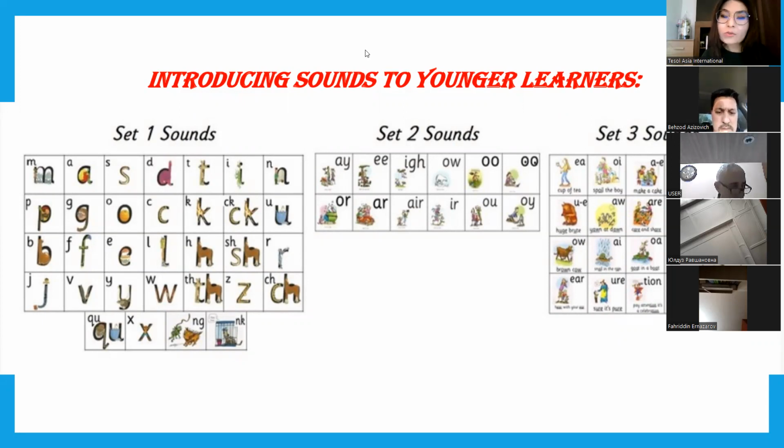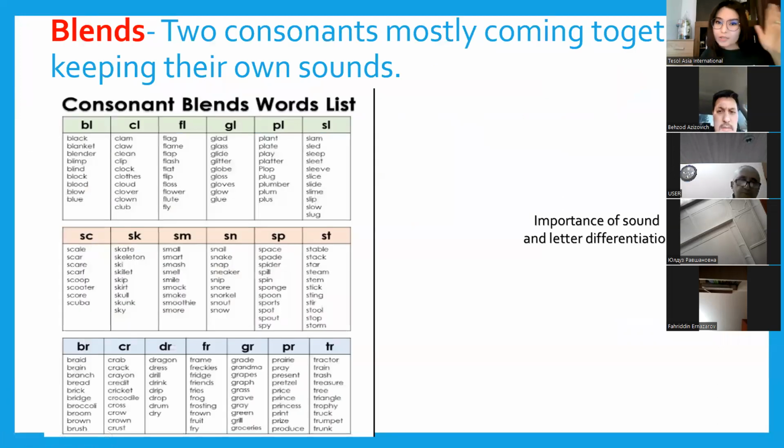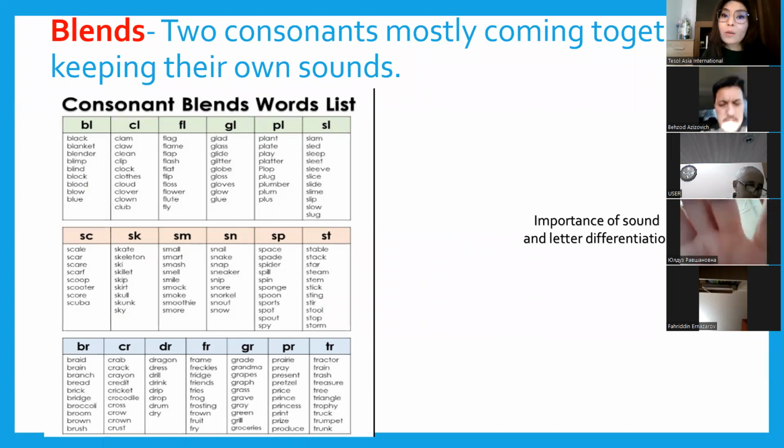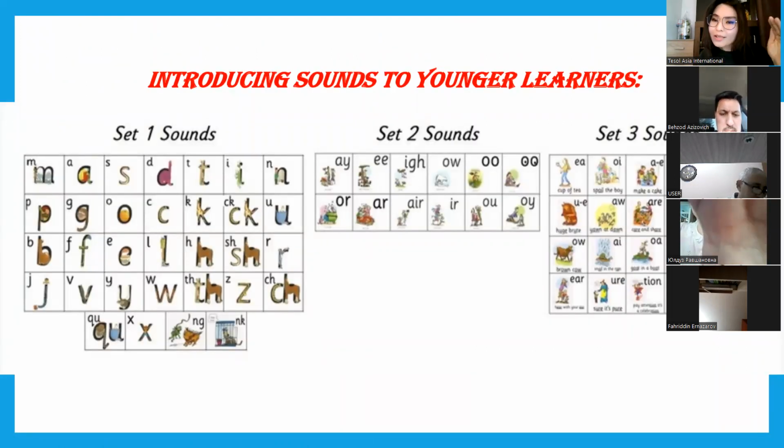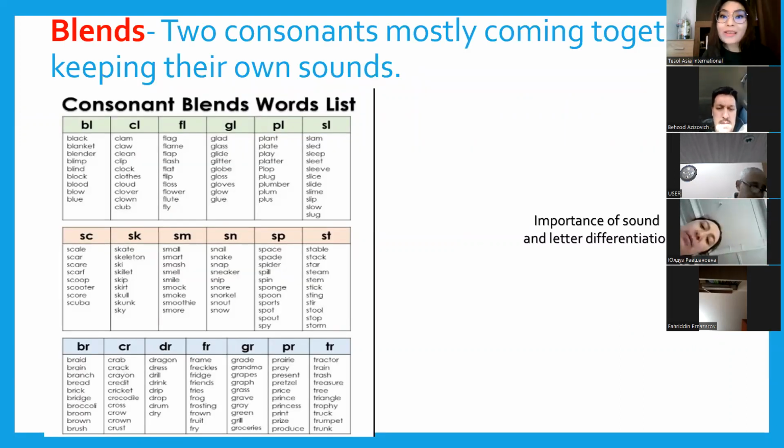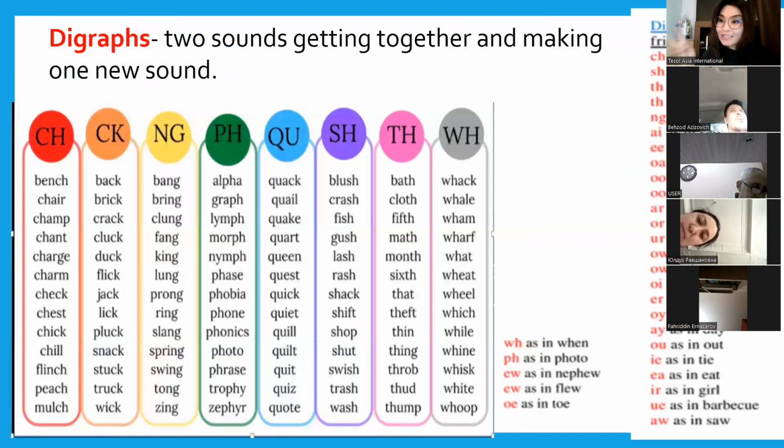This set that you see on the screen is called the Read, Write Inc. Phonics set, meaning that while introducing sounds, you help your students to learn reading and writing skills as well, especially if you teach at primary level. These sounds, the three sets, as you see, cannot be told to your students as diphthongs, monophthongs, because it's really difficult for them. But you can introduce these three sets one by one as blends, digraphs, and trigraphs. When you introduce them as blends, you say, two consonants mostly coming together, keeping their own sounds. And you should here say the importance of sounds and letter differentiation. And digraphs are more interesting because two sounds get together to make one new sound. And digraphs are called two best friends as well.